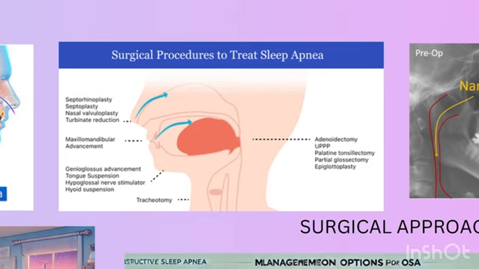Next, we're going to see about the hyoid bone suspension. In this procedure, repositioning of the hyoid bone is done to stabilize the airway. Indication: it is used for patients with multiple levels of airway collapse.